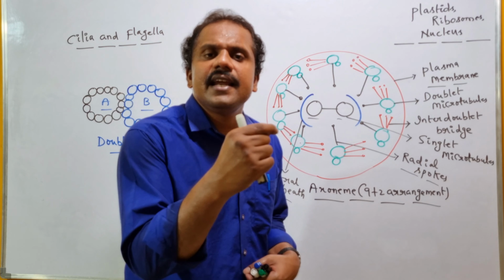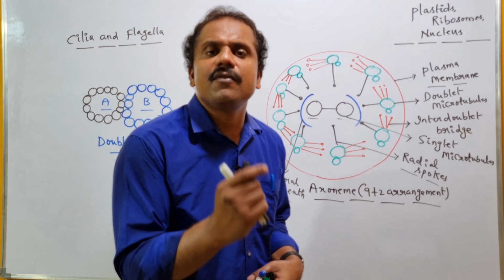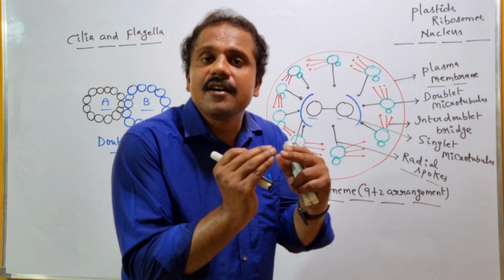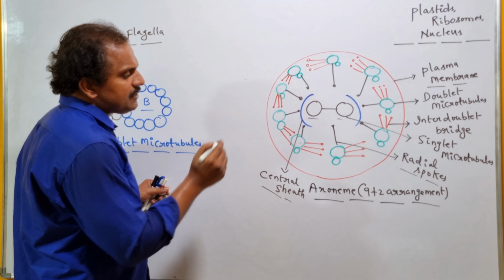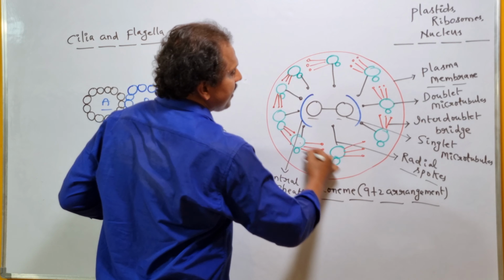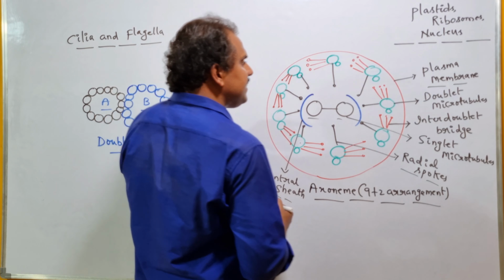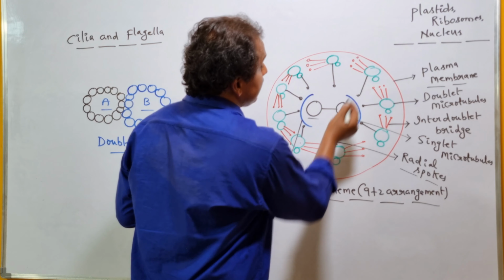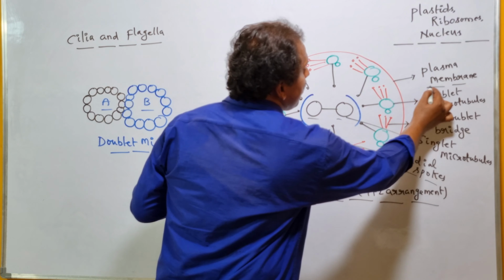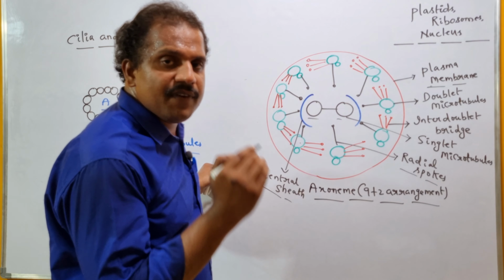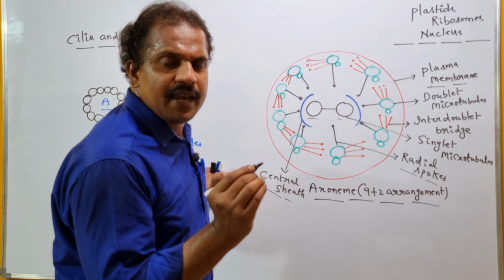In eukaryotic cilia and flagella, basically they are composed of a specific arrangement, which is nothing but the axoneme. The axoneme is composed of a 9+2 arrangement. So what is the axoneme? It is basically composed of 9 doublet microtubules. Is it clear? On the peripheral region of the axoneme there are 9 doublet microtubules, and all 9 doublet microtubules are enclosed or protected by the plasma membrane.